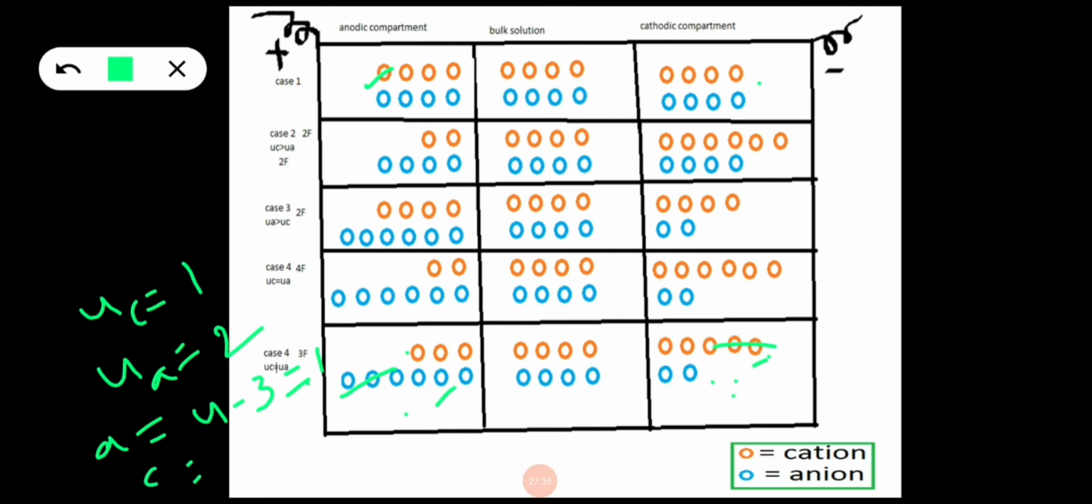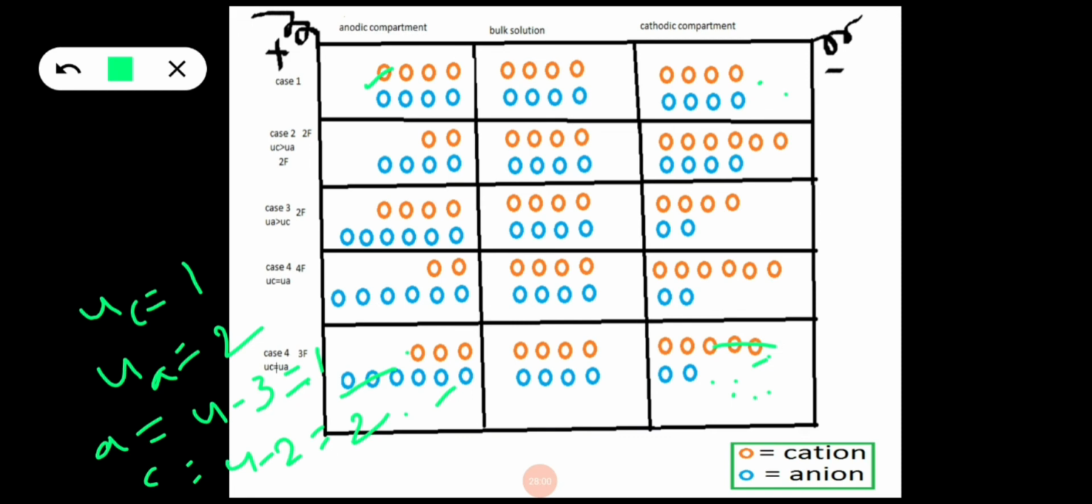In the cathodic compartment the change in concentration is 4 minus 2, that is equal to 2. So the decrease in concentration is more in the cathodic compartment, from 4 to 2, and in the anodic compartment the concentration is decreasing from only 4 to 3. So the decrease here is less whereas the decrease here is more.